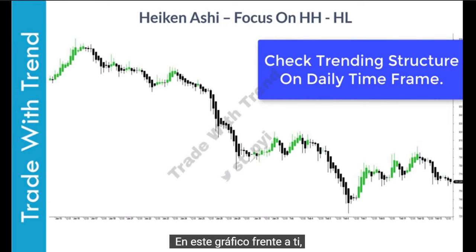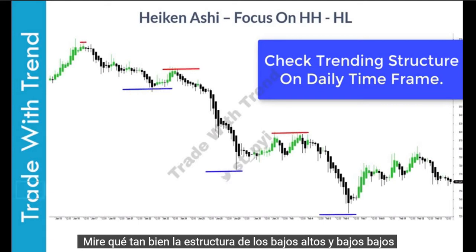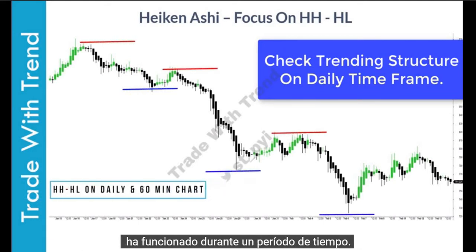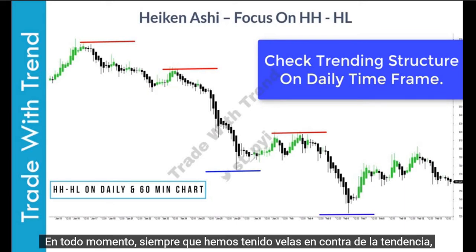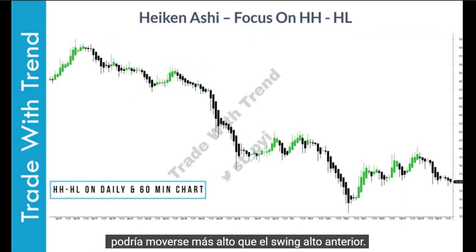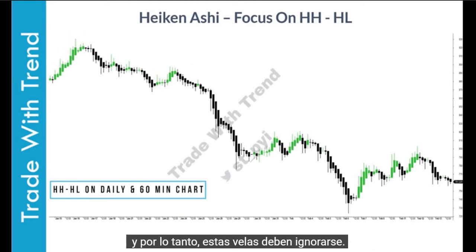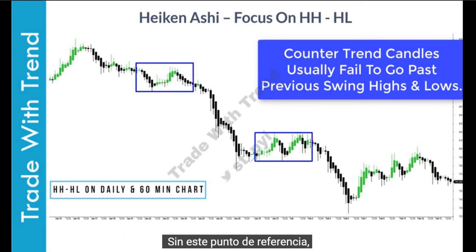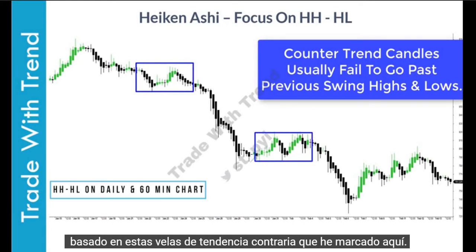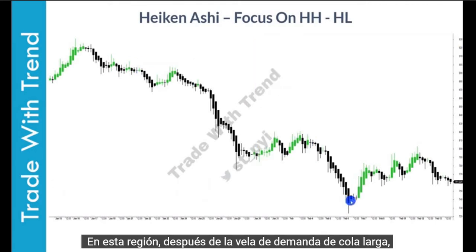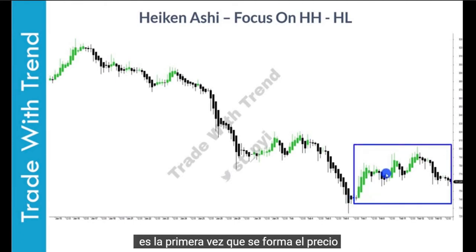Now in this chart in front of you, look at how well the structure of lower high and lower low has worked over a period of time. At all times, whenever we have had counter trend candles, neither of these candles could move higher than the previous swing high. This means counter trend candles were happening within the context of lower high and lower low, and hence such candles should be ignored. Without this reference point, you will be inclined to exit trades based on these counter trend candles that I've marked here. In this region, after the long tail demand candle, it is the first time that price forms a structure of higher high and higher low.